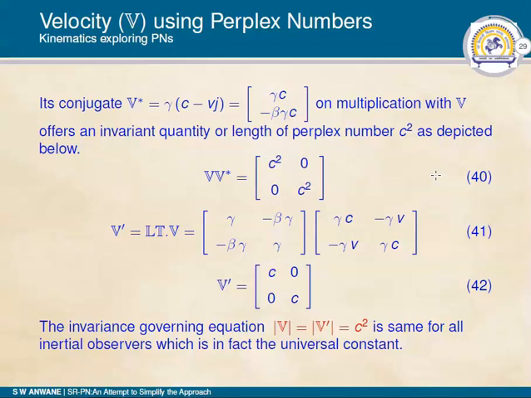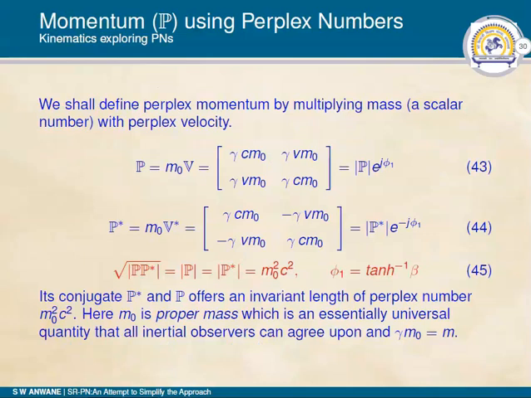The invariance governing the equation |V| = |V'| = c squared is the same for all inertial observers, which in fact is a universal constant. Now the next definition that we are developing is momentum, capital P, using perplex numbers. This quantity is of interest because it is going to lead us very quickly to the most important energy equations of special relativity, and in applications we are going to use conservation of momentum every now and then. That is why it is very, very important.